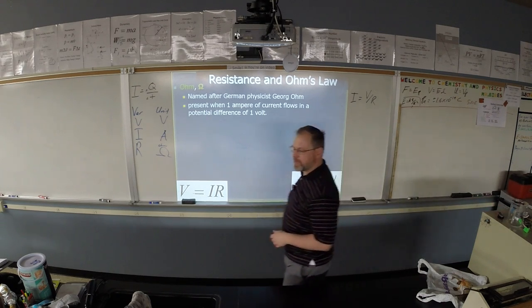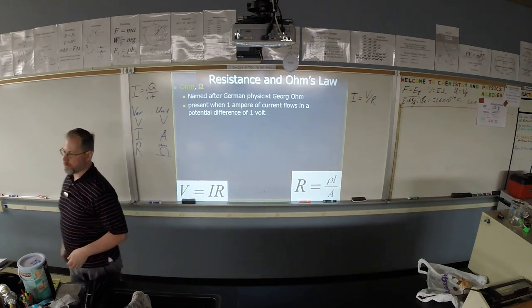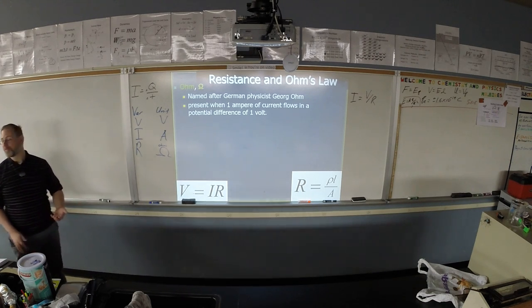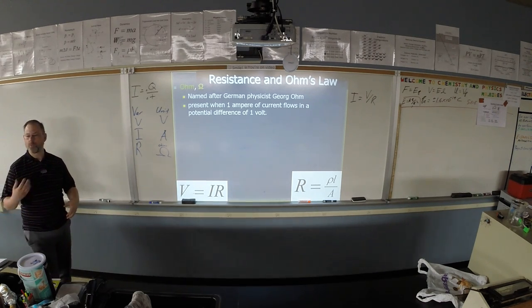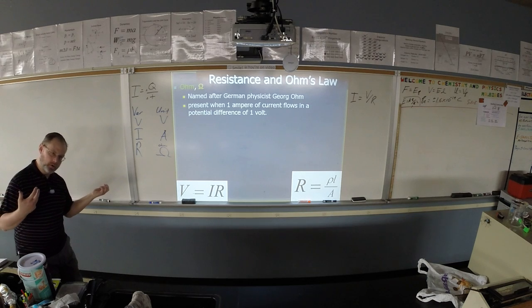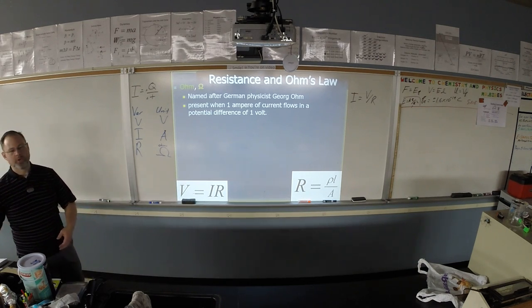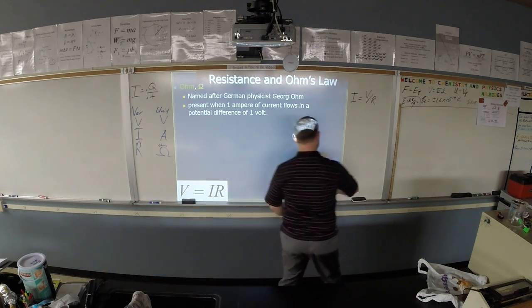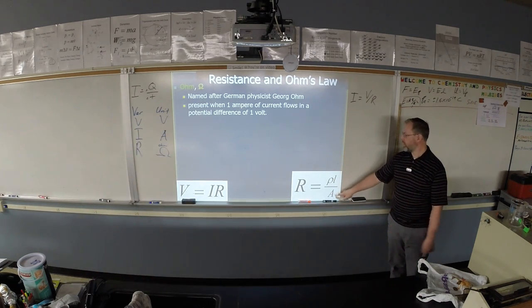Okay, resistance. Resistance is measured in ohms. It is named after a guy named Georg Ohm. You can call him George if you want. He's dead. And the resistance is what you get when you have one current flowing through 1 volt. And resistance of all materials is different. To calculate resistance, the formula is rho L over A.